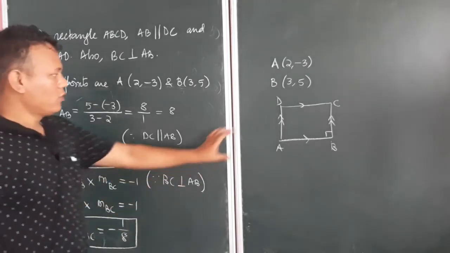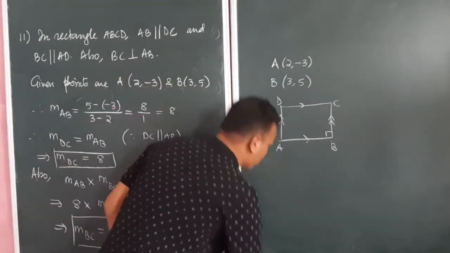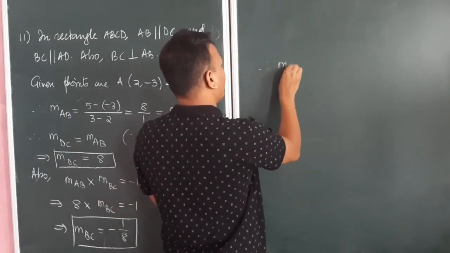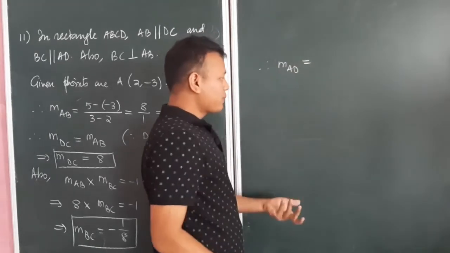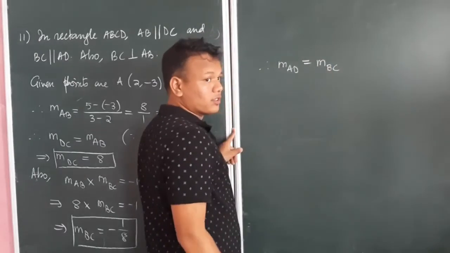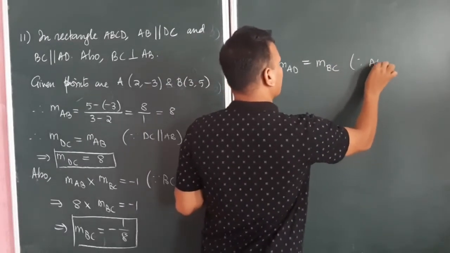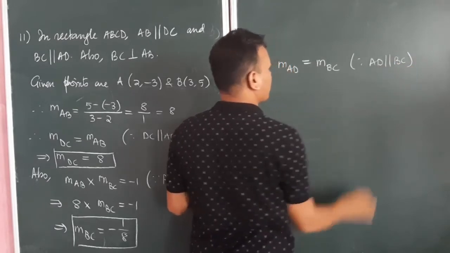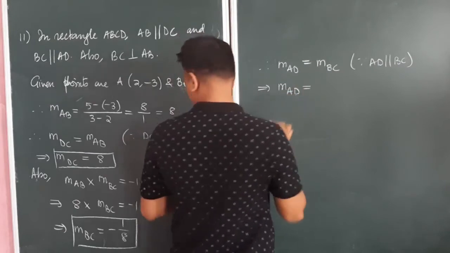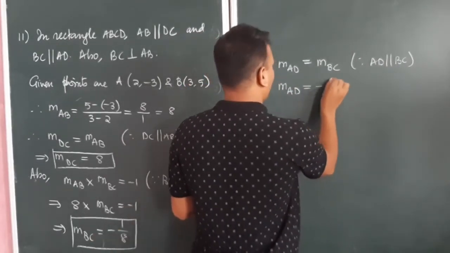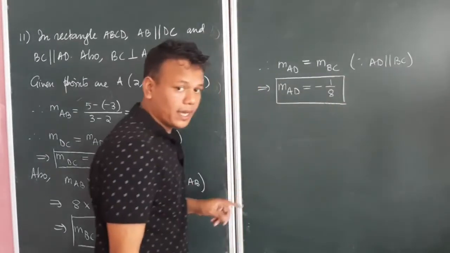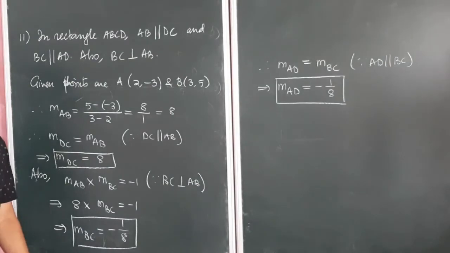Okay, and at last we need to find what is the slope of AD, right? So we have slope of AD, and we know that AD is parallel to BC, since AD is parallel to BC. So what is the slope of BC? We know that slope of BC just now turned out to be how much? Minus 1 by 8. So that's why the slope of AD will also be minus 1 by 8. Alright, so you may pause the video to note down.